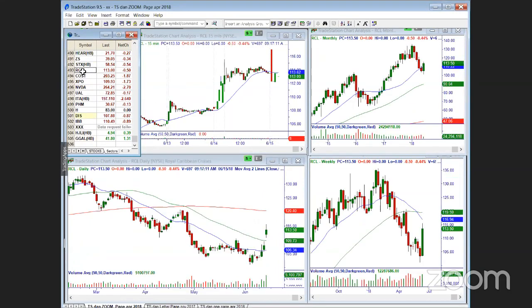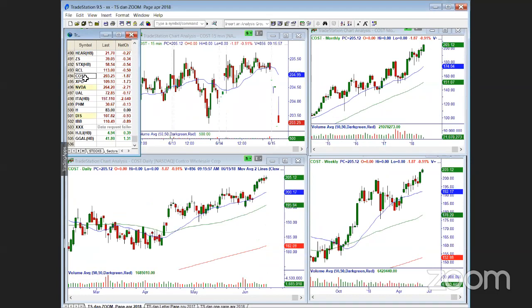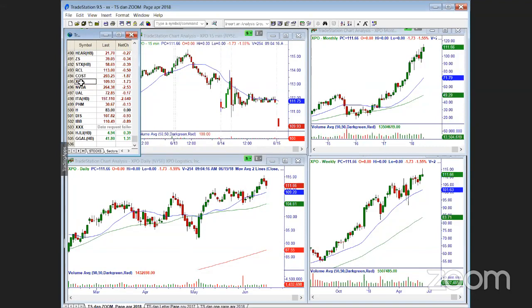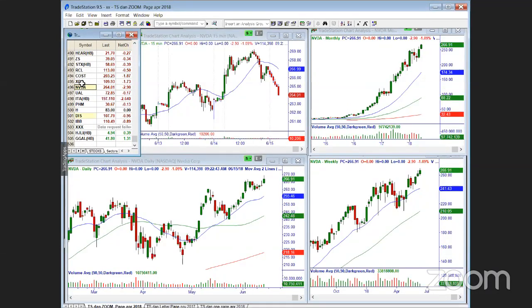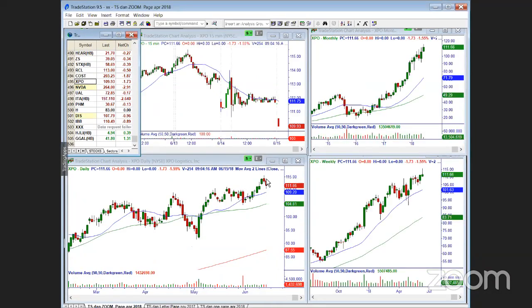Our RCL, disaster yesterday. We legged into an iron condor to increase the potential maximum gain. Costco, we have a put spread, that's fine. It's way out of the money. XPO, we have a put spread. We've covered half already. We trailed half under a prior bar's low.